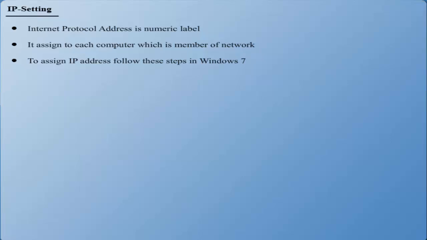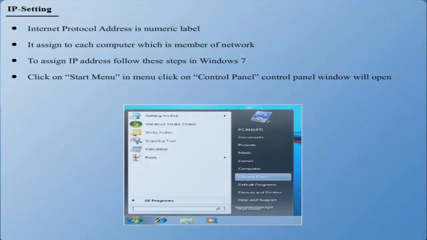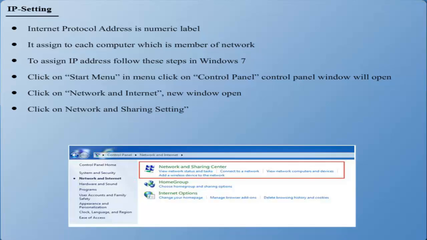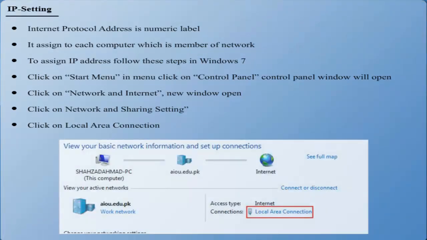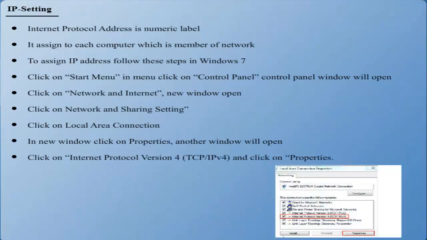Number 1. Click the Start button to view the Start menu and then choose the option Control Panel. Number 2. The Control Panel window opens up. Then click the option Network and Internet. Number 3. Then click the option Network and Sharing Center. Number 4. Click the option Local Area Connection. Number 5. A window will open and then you press the button Properties. Number 6. Another window will open and you select the option Internet Protocol version 4 TCP IPv4 and press the button Properties. After that, another window will open immediately.